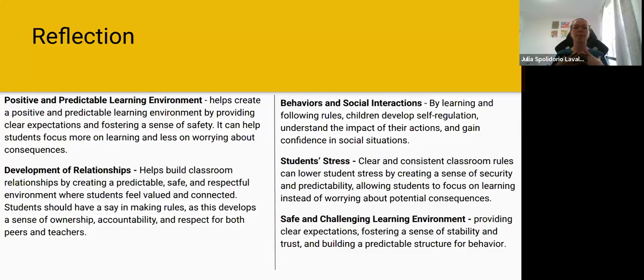This is something that I have always taken as a teacher: rules and expectations are something that we're going to have to talk about every single day. They have to be reminded every single day, and every opportunity that presents itself that would be helpful, we can say, hey, let's go back to our expectations for our classroom. Again, it helps create a positive and predictable environment.